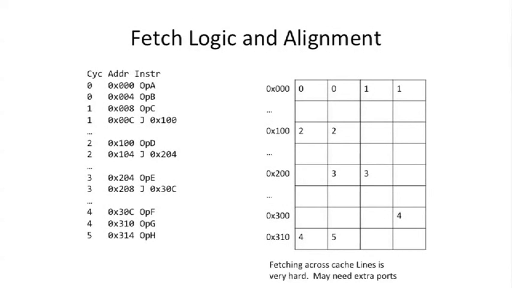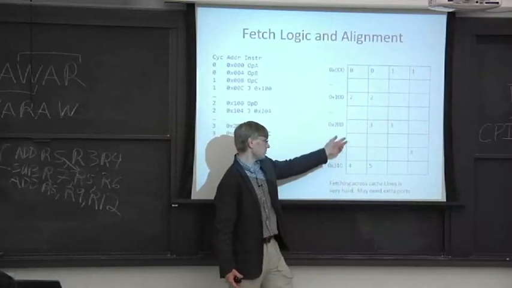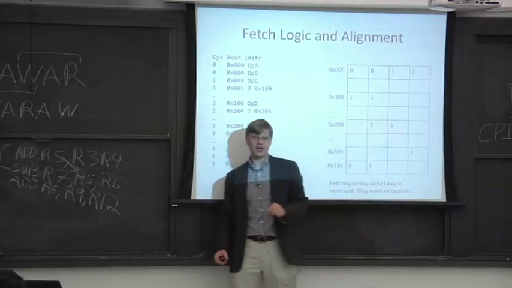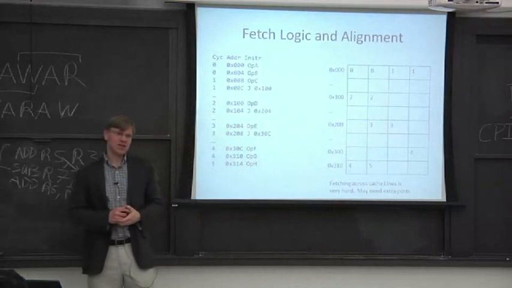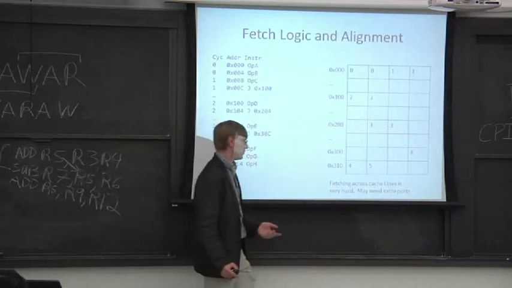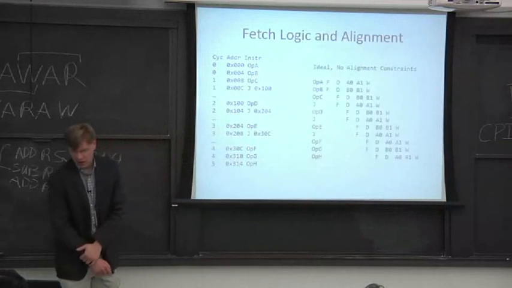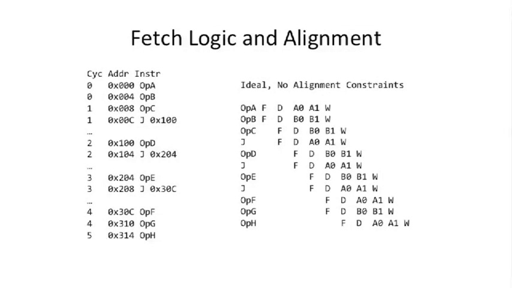Some things that can be really hard to make work out right are fetching across cache lines, and possibly even fetching randomly inside of a cache line, depending on your fetch unit logic. And like I said, we might need extra ports on the cache. Here's this code executing. As you can see, we don't get any introduced stalls. It just executes this, then this, then this, and you can execute 2 instructions every single cycle.